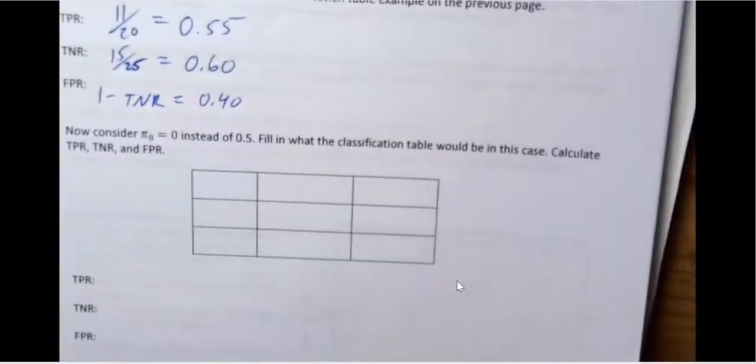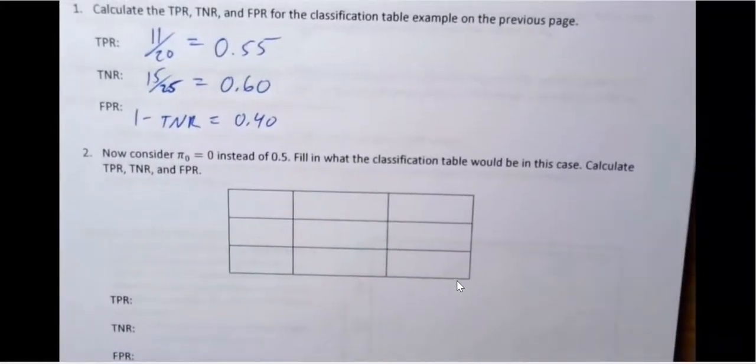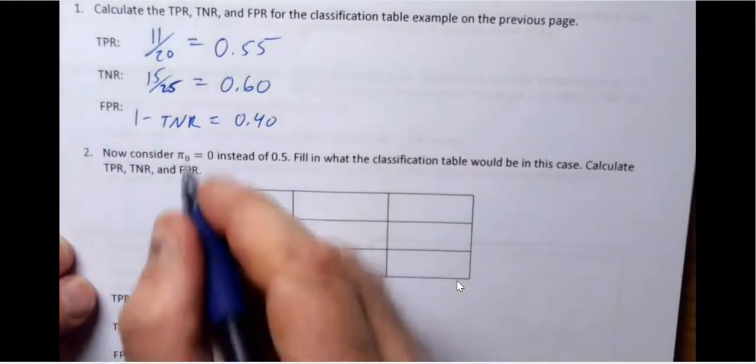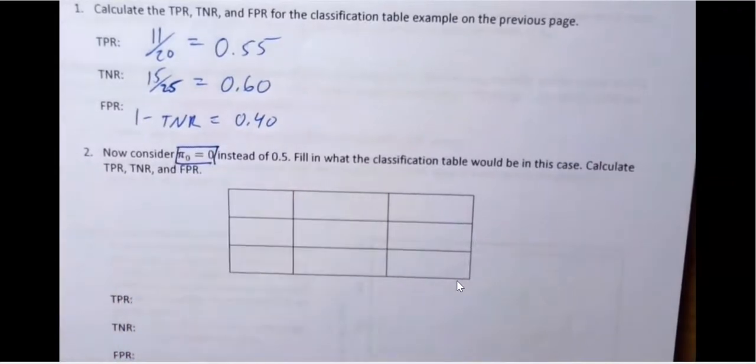Okay. Now let's think about a new cutoff. First we used a cutoff of 0.5. But now let's use a new cutoff. Let's consider a cutoff of 0 instead of 0.5. And what does that mean? Think about that for a second.